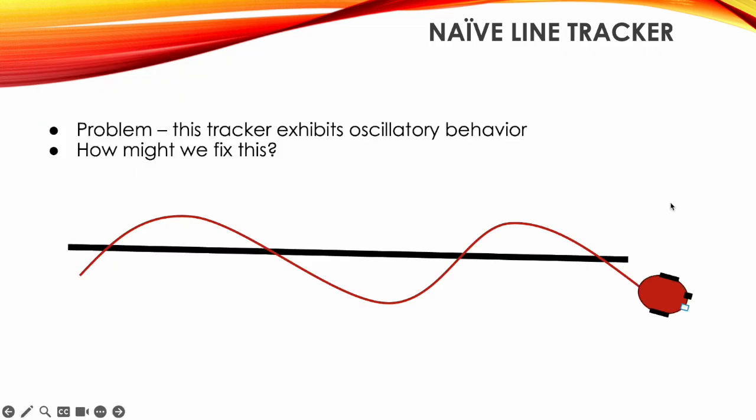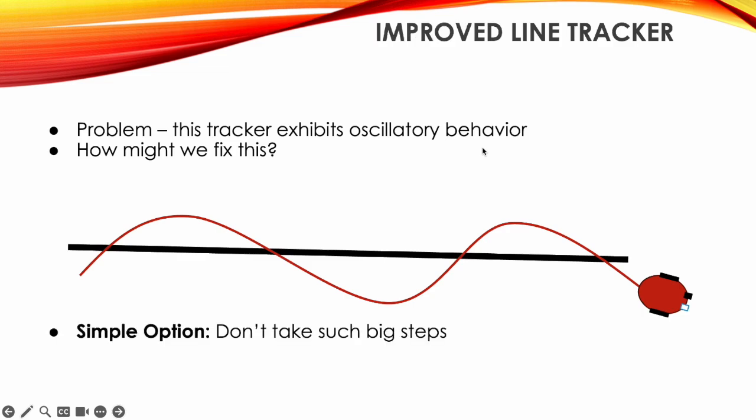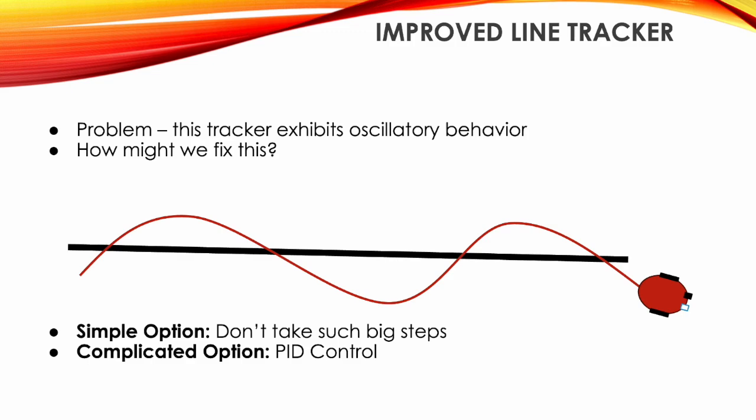Now, the problem with this is that the tracker exhibits oscillatory behavior. It's going to overshoot and then correct, and it might overcorrect and then overshoot, and we really don't want this to be how we do it. Part of that's because we're taking big steps. So one simple option to improve the line tracker is to take smaller steps. Instead of going from the state left to the state right, if we go to the center first, that reduces the step size and makes it a little bit better. Another way to do this is to use feedback control, specifically something like PID control. That's not something I'm going to talk about in this video, but it may be something I address a little bit later.